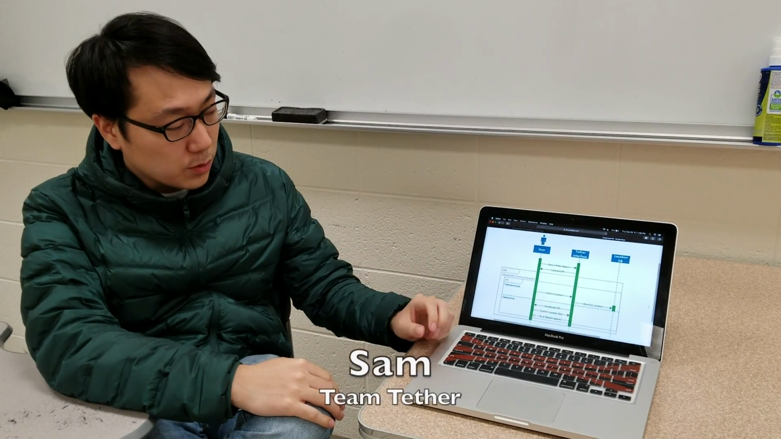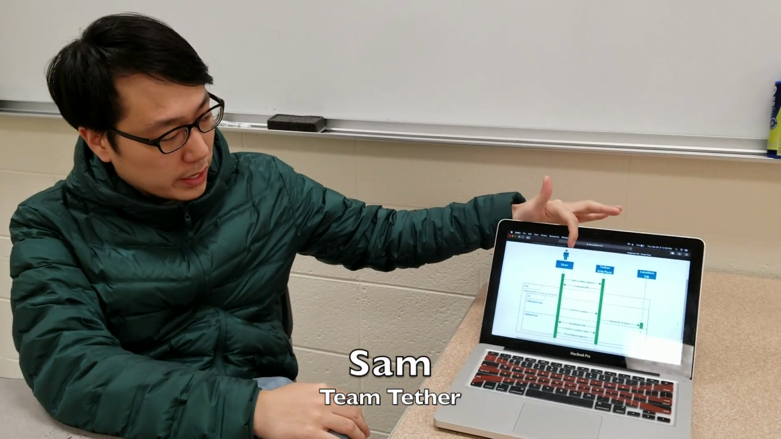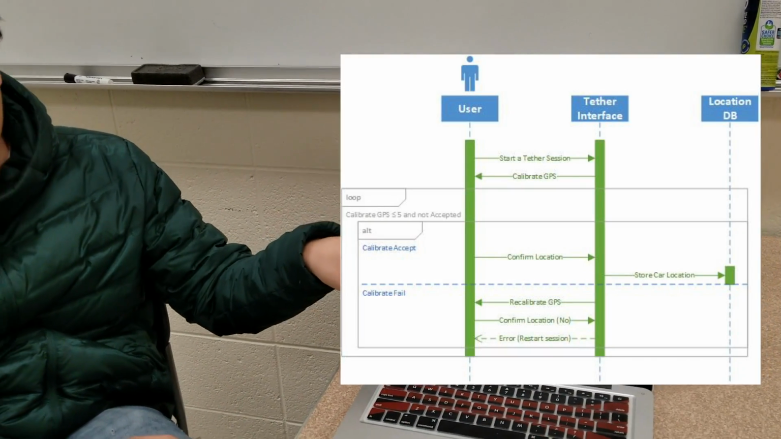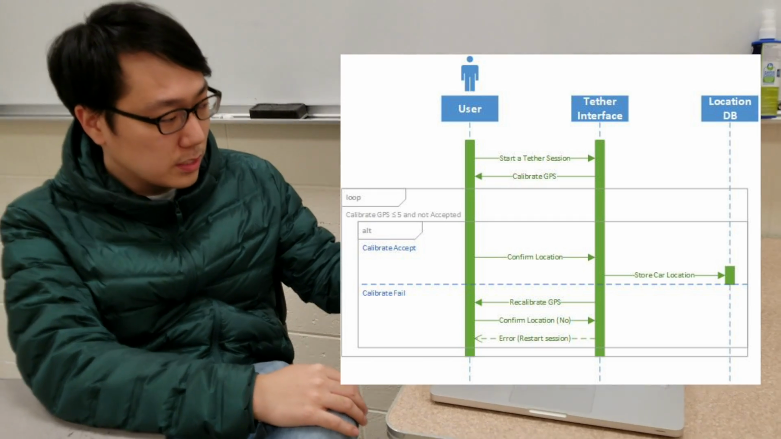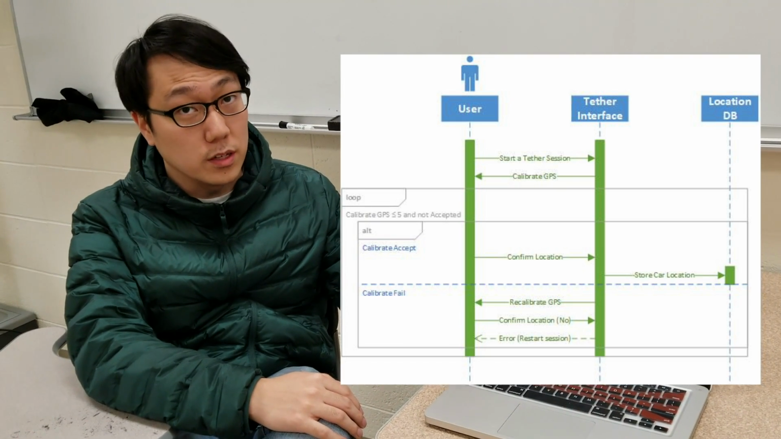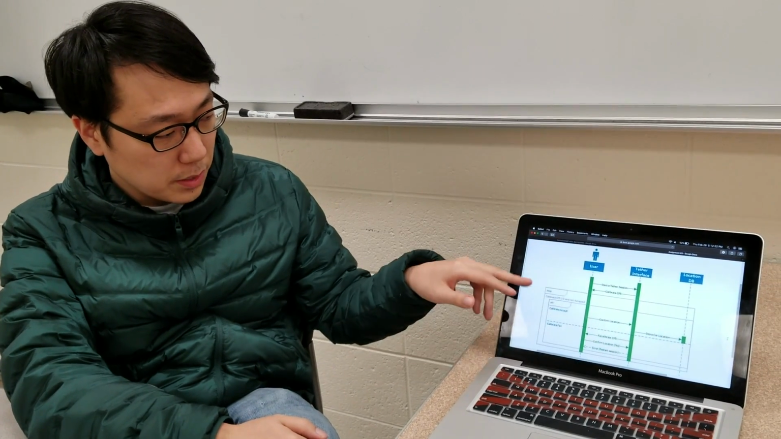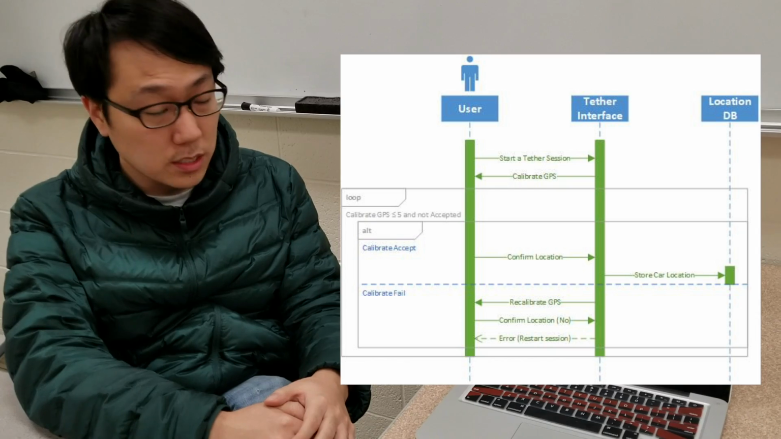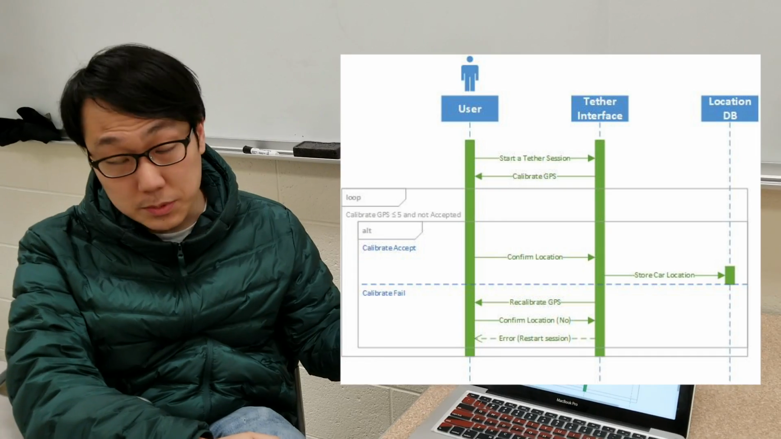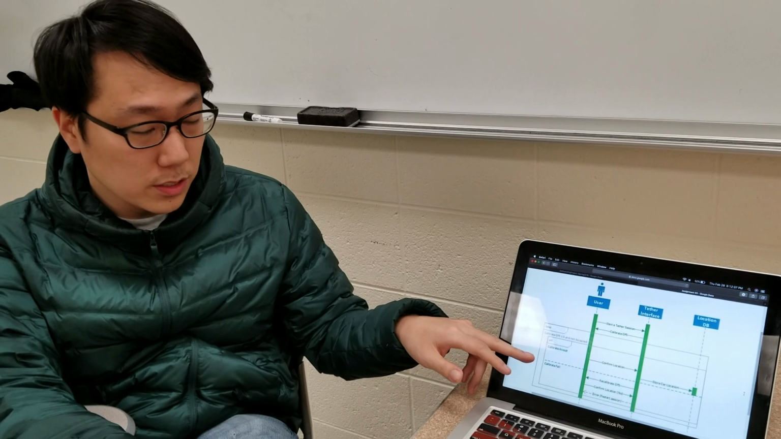So this is the sequence diagram for one of our core use cases, store car location. Basically, the user starts a Tether session, and they interact with the Tether user interface. The interface then calibrates the GPS and prompts the user if the GPS location is correct, and the user must confirm that. That's described here by these boxes. The calibrate GPS step will loop 5 times, and it's conditional on the 5 times and the user not accepting. And these represent the if-then or if-else cases.